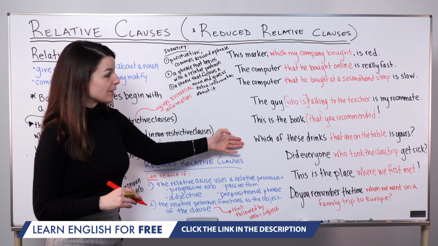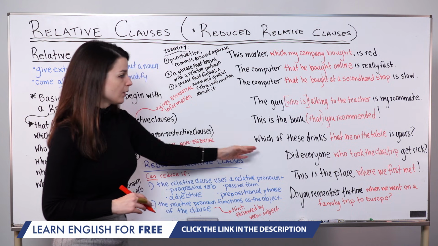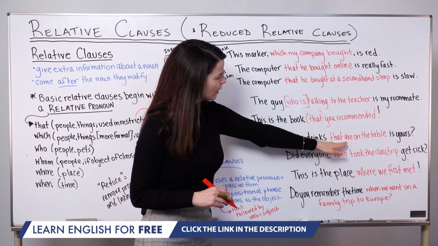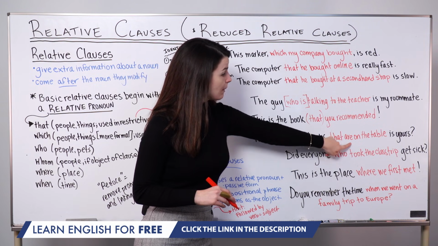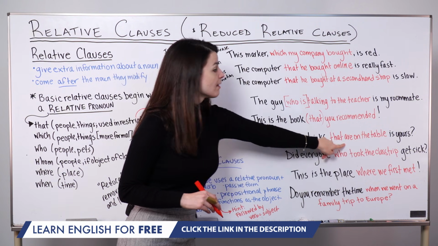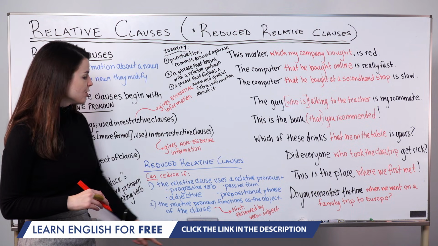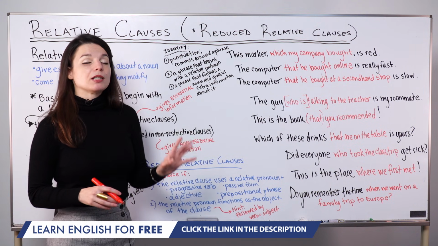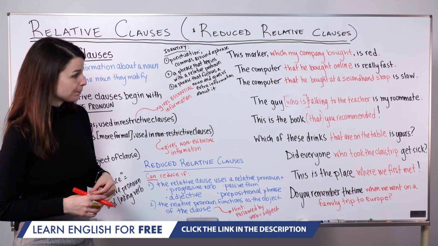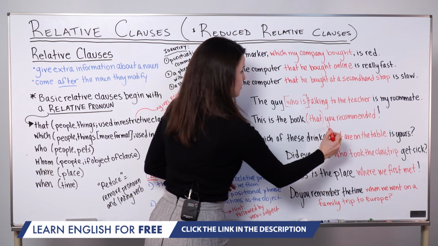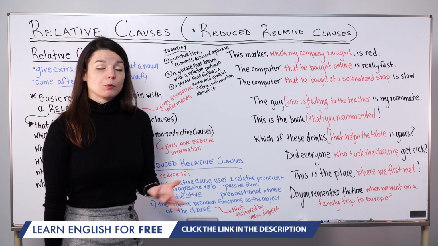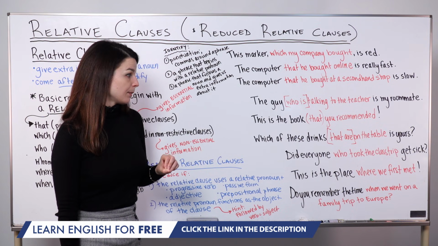Which of these drinks that are on the table is yours? So here my relative clause is that are on the table. Here I have my relative pronoun, I have my linking verb, are in this case, then I have a prepositional phrase, on the table. So I mentioned prepositional phrases can be reduced. We can make a reduced relative clause if we're using a prepositional phrase. That means, which of these drinks on the table is yours? So again, we can remove the relative pronoun and the linking verb there.